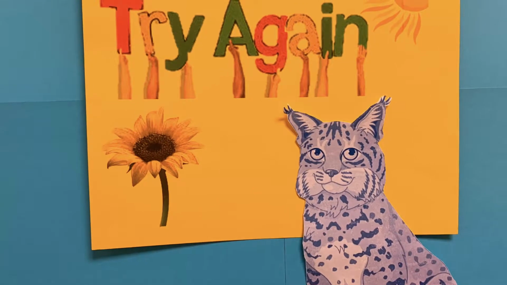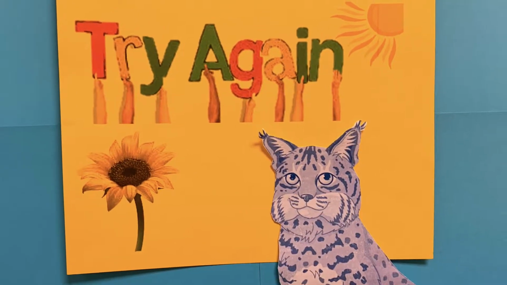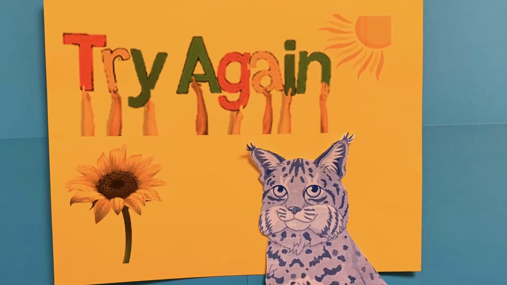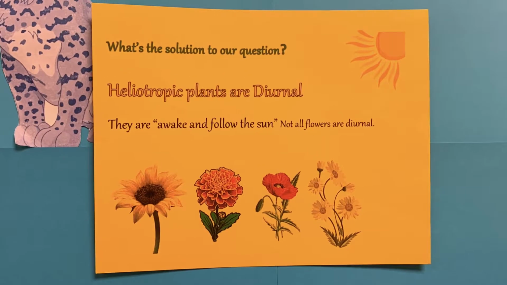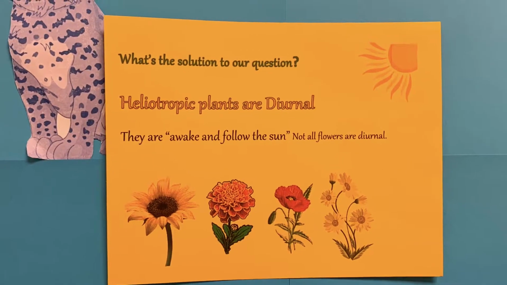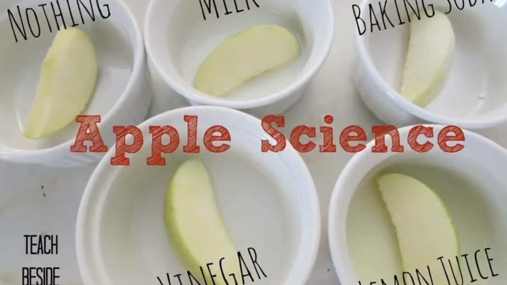And this is the best part. We get to try again. And trying again is the best part because we get to decide, okay, this didn't quite work. How can we do it better? So the solution to our question today is heliotropic plants are diurnal. They are awake and follow the sun, but not all flowers are diurnal.